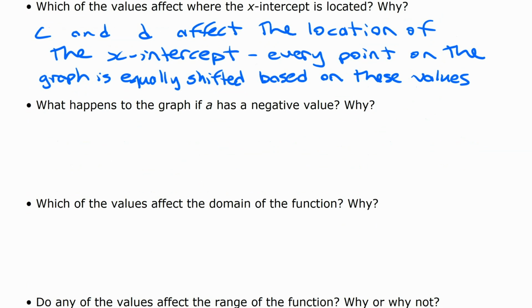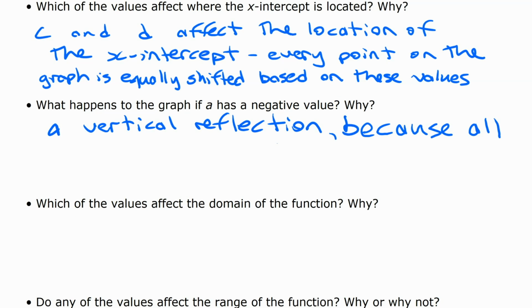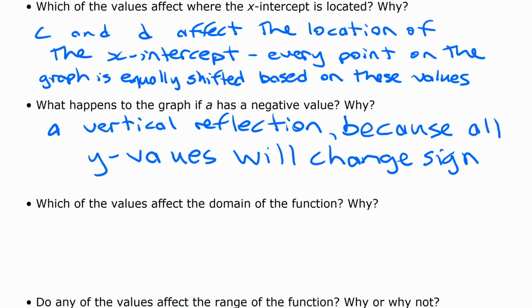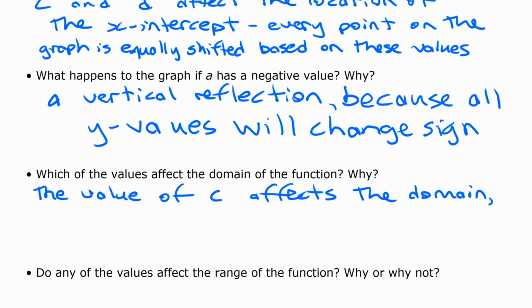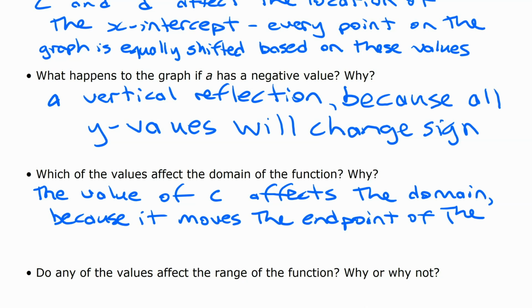Thirdly here, what happens if a has a negative value? If a has a negative value, we saw that it was a vertical reflection, and the reason is because all the y values will change signs. Whatever y values were positive become negative, whatever values were negative become positive. Next, which values affect the domain of the function? The domain of the function is going to be affected by the value of c. And the reason for that is because that's the one that affects where the asymptote is, and the asymptote marks the end of the interval that the domain is. So that value of c affects where the domain starts.